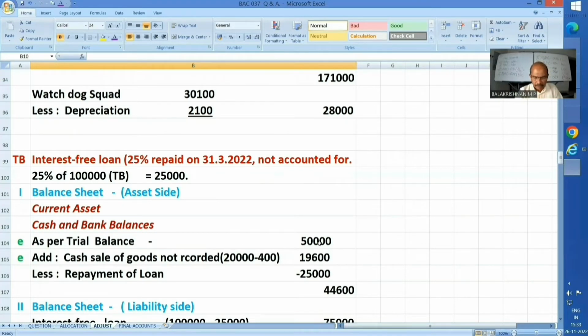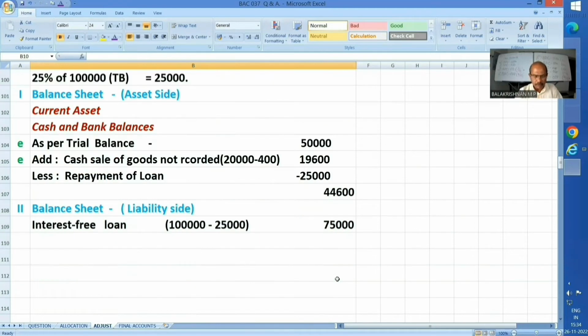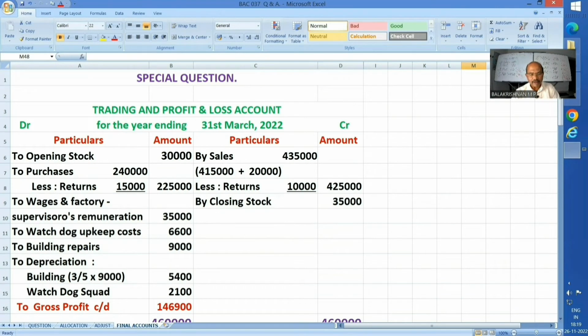As per trial balance, 3,000, and again this 19,600. This much I have already explained to you, and minus 1 outflow. So 44,600 will be the final cash and bank balance we will be showing in the balance sheet. And what is the corresponding effect? The loan which we would otherwise show in the balance sheet as a non-current liability, 1 lakh, gets reduced by this 25,000, and only 75,000 we will be showing. Okay, so that's all.